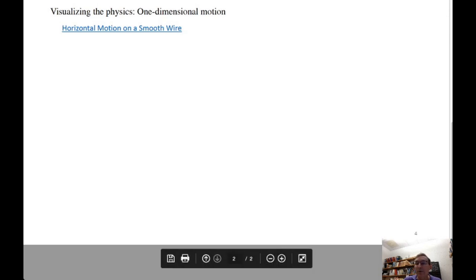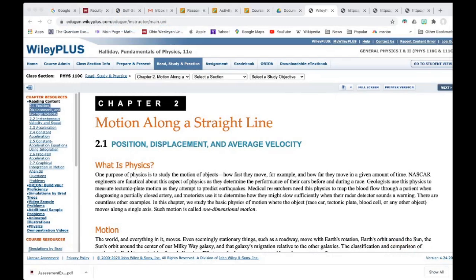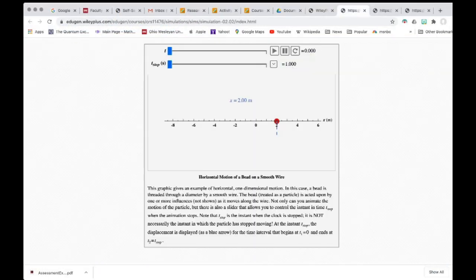Okay, so what I want to turn to now is a little animation to have us visualize the motion of a particle and get some practice with these ideas of position, displacement, and average velocity. So now I'm going to transition back to Wiley+. And I'm going to click on a different tab here in my browser to a simulation or animation that I have already opened. It is on Wiley+. You can find it on Wiley+.